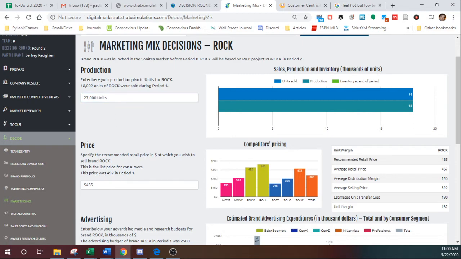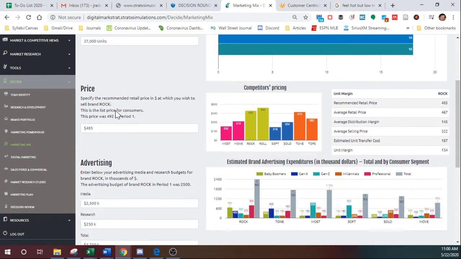But actually what I would do is I would probably add a little cushion to that. You don't want to run out of product, so it's good to be a little optimistic. So if you're estimating 27,000 units sold, go ahead and bump that up a little bit. It's okay to have some units left over, as long as it's not a huge number. So that's what you do there.